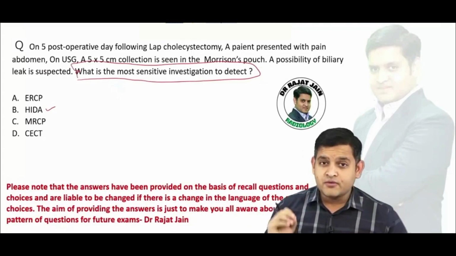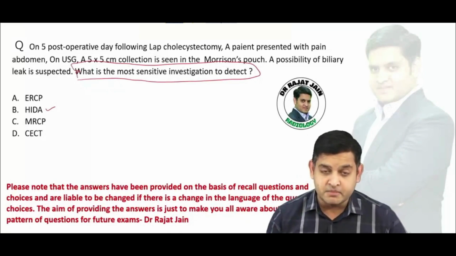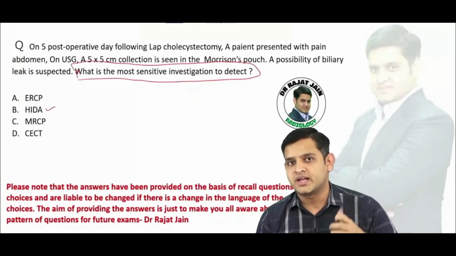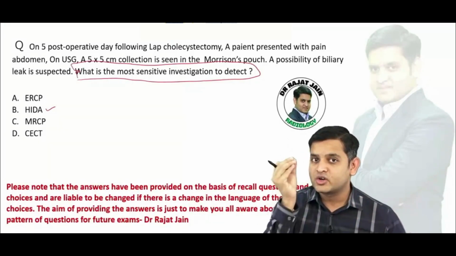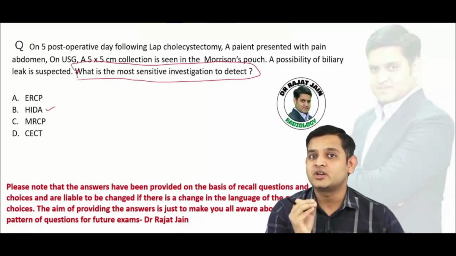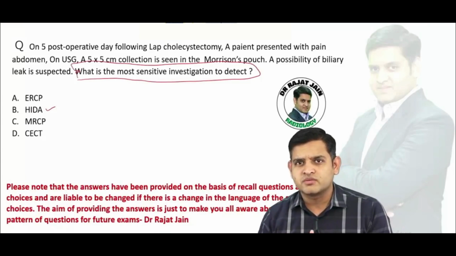site. Now if you ask me the best way to identify the site of the leak, then it will be ERCP, because in ERCP, from the distal part of the CBD, you are injecting the dye and you are not just seeing the leak, you are also able to identify the exact site of the leak in that particular case. So again, it all goes with the language.